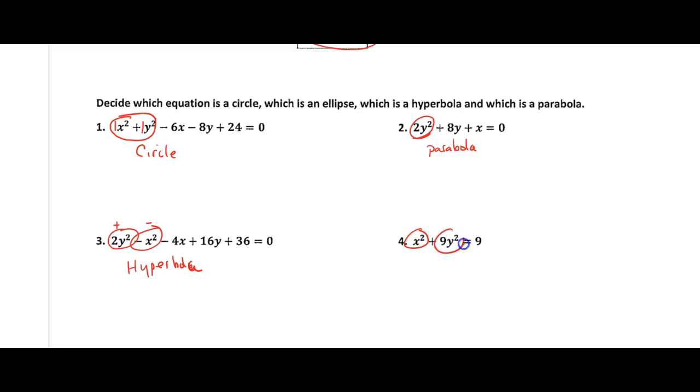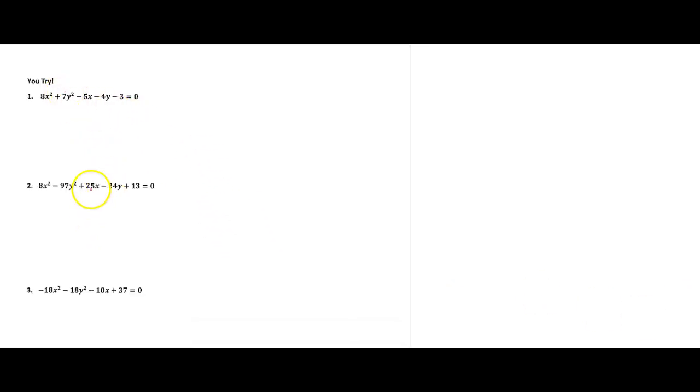Here I have x squared and 9y squared. Both of these are positive, so it can't be a hyperbola. Now, the coefficient of x squared is 1 and the coefficient of y squared is 9. Since both terms are squared and the coefficients are different, it would be an ellipse. Do me a favor. There are 4 U-Try problems on the back. Go ahead, pause the video, and try those on your own real quick, and then come back and check your answers.